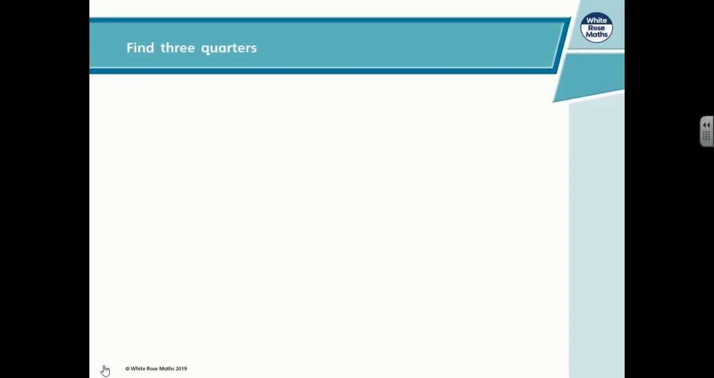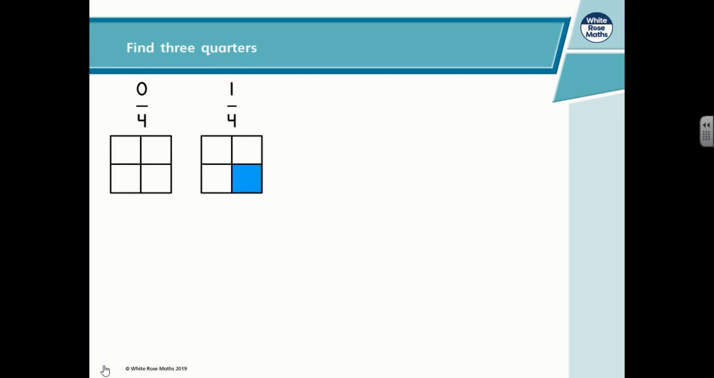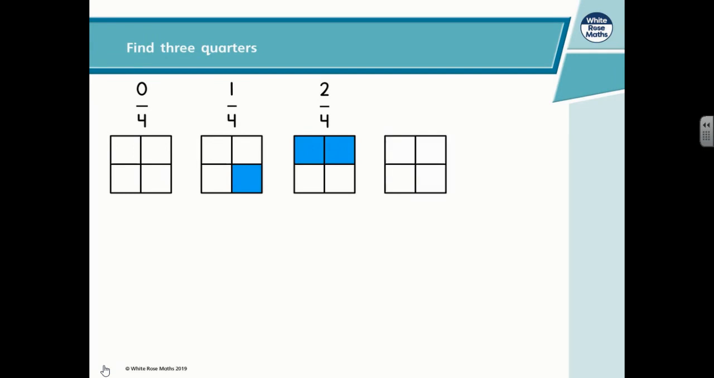So, finding 3/4. Here we have a square that has been divided into 4 equal parts, and none of the parts have been shaded. So that's no quarters. Then we have 1 quarter. We have 2 quarters. We have 3 quarters. And we have 4 quarters. It doesn't matter which ones have been shaded in, because they're equal parts.